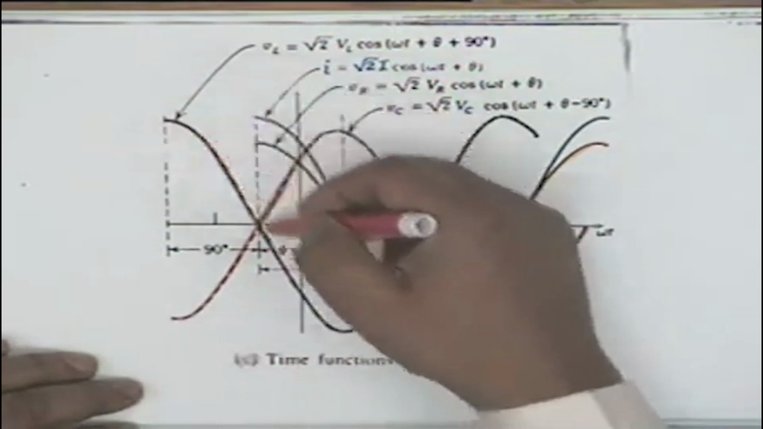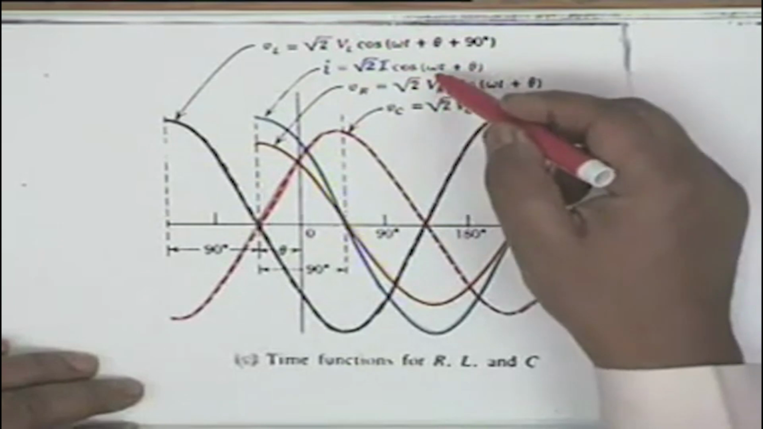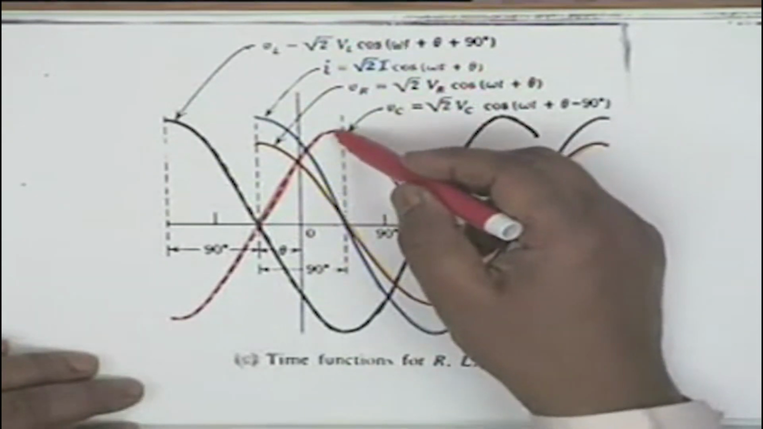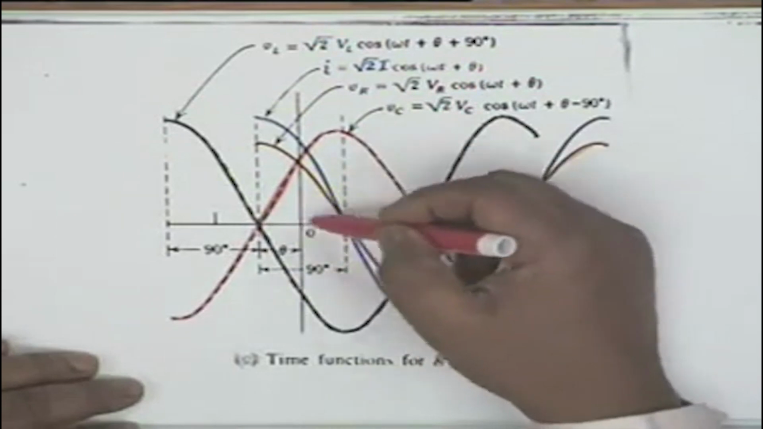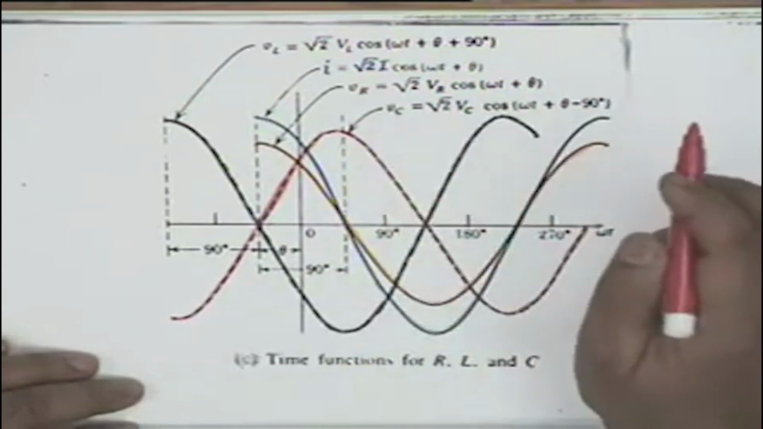On the other hand, the voltage across a capacitor, if the same current passes, shall lag behind. In other words, it will reach its maximum a quarter of a period later. This is what it means in terms of the actual voltages and currents.